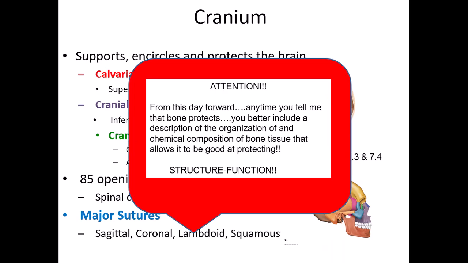So, little structure function announcement says, from this day forward, anytime you tell me that bone protects, you need to include a description of the organization of and chemical composition of bone tissue that allows it to be good at protecting, right? So that's the organization of compact bone with the osteon, for example, and the interstitial lamellae, filling any spaces, as well as that mineralization of the osteoid, making it hard. That scared me, I forgot that was there.